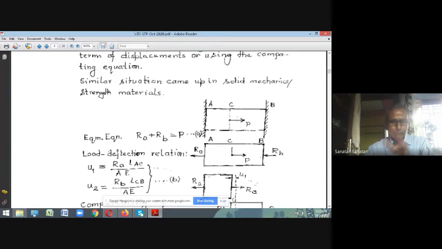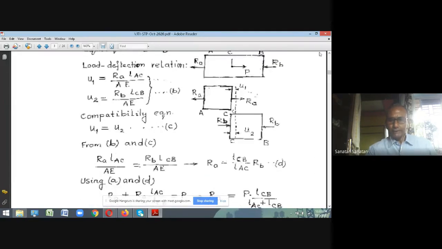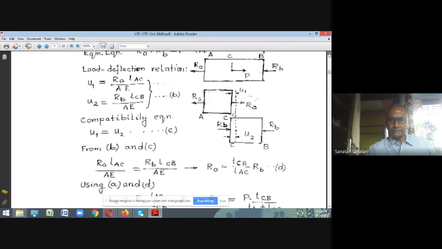Two unknowns, one equation. So how did you overcome this? How did you overcome it? You try to segregate this body and write the free body diagram. This is the free body diagram. Now let us isolate, or let us break this body AB into two segments.